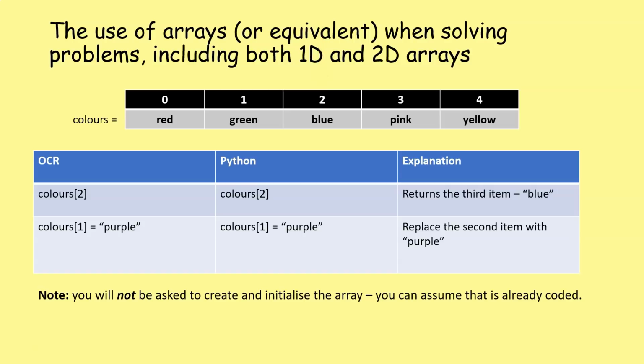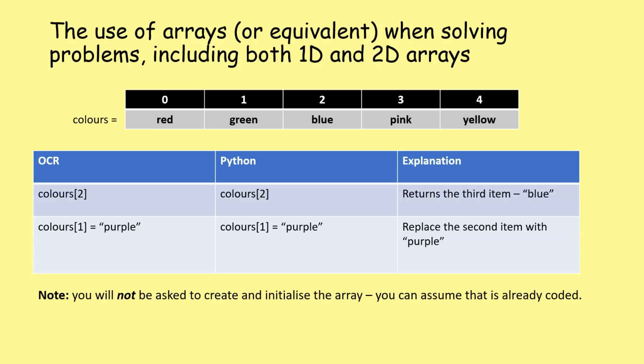If I want to put a value into my array or replace a value in my array, I can do it like this. I can say colors[1] = purple. That goes to colors position 1 and puts in the value purple. Since the value green is already there, green would get replaced by purple.